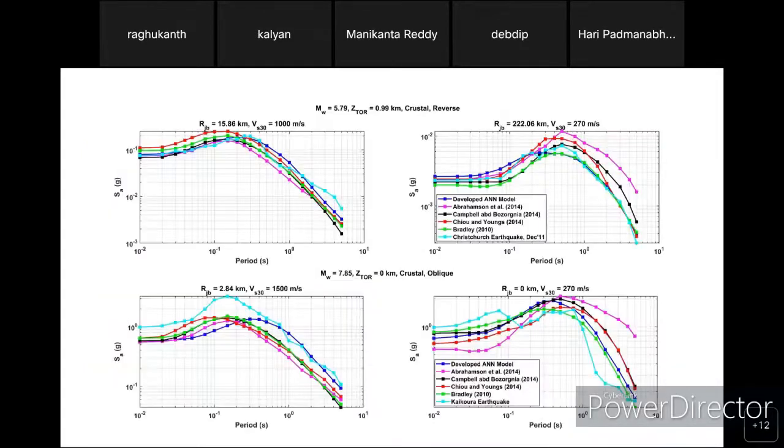And finally, these are the response spectra sets. So you can compare this with the data and with our neural network model.